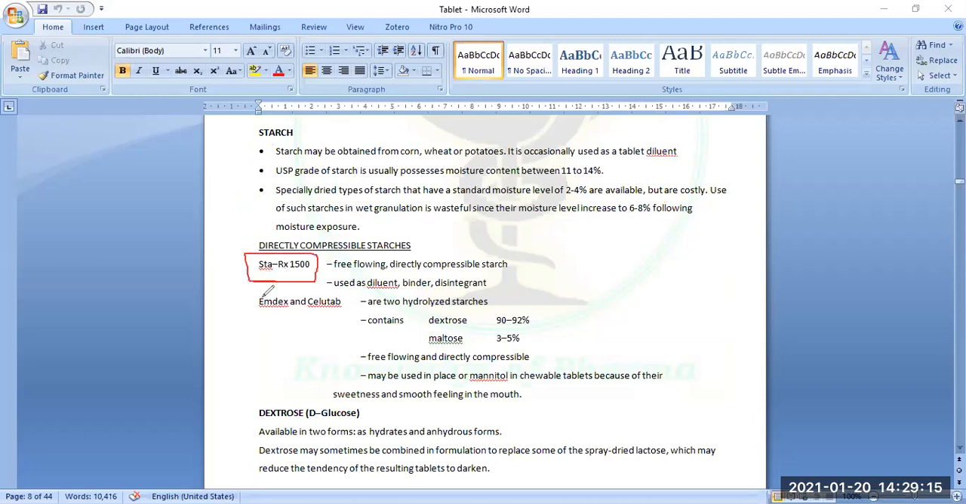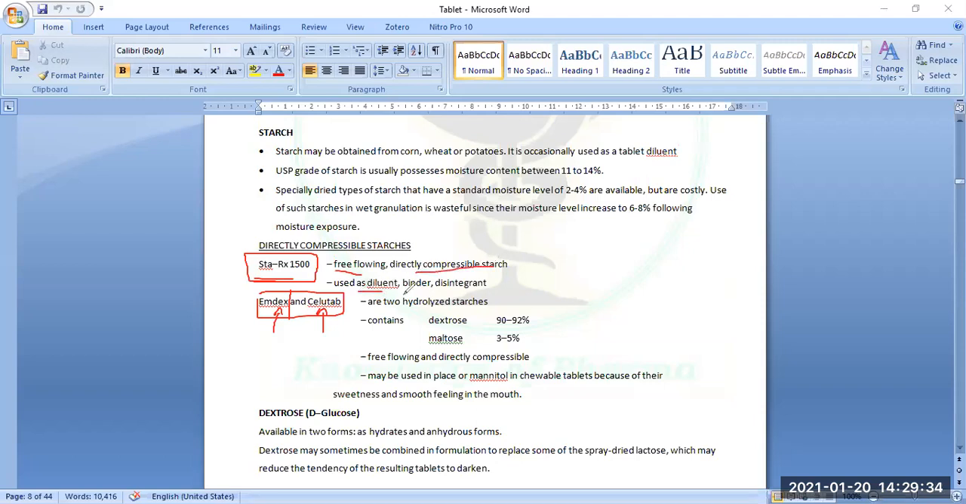These are some commercially available starch preparations. Salutab, also known as MDEX. It is a market name. Salutab and MDEX. Okay. StarX, StarX 1500.